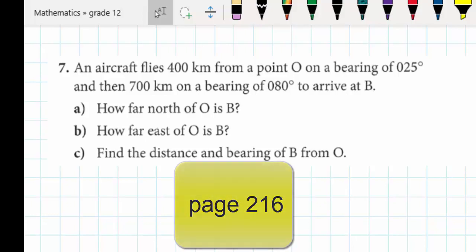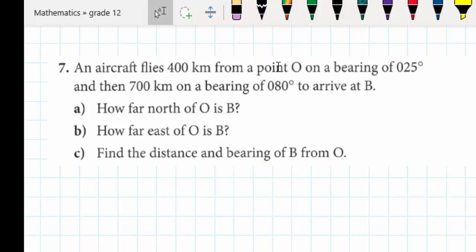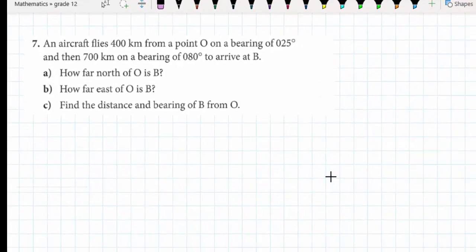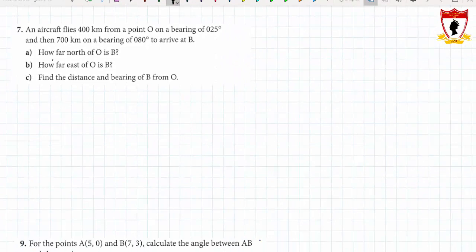An aircraft flies 400 kilometers from a point O on a bearing of 25 degrees and then 700 kilometers on a bearing of 80 degrees to arrive at B. The diagram of this question looks like something like this. The question starts at point O. The journey of the aircraft starts at point O. Let's say this is point O.